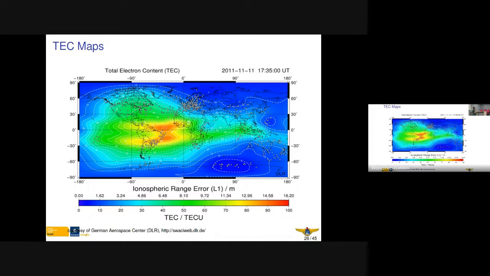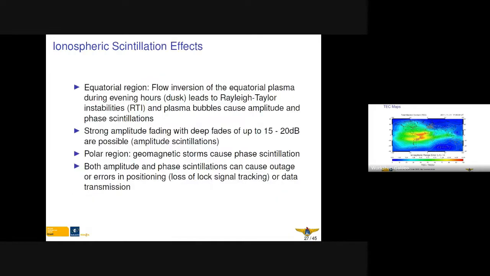That's why I also chose this picture. And it's a severe problem. You can see this goes up easily here in the region of Brazil, 15 meters of error on L1 range error, so it's quite large. So we need to mitigate that.